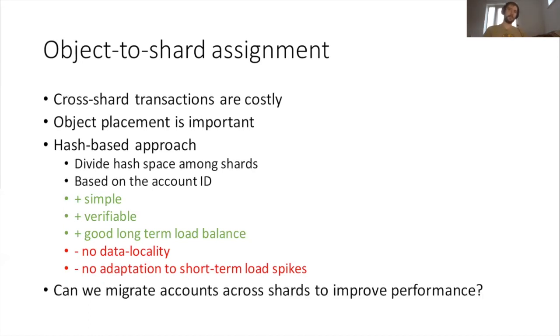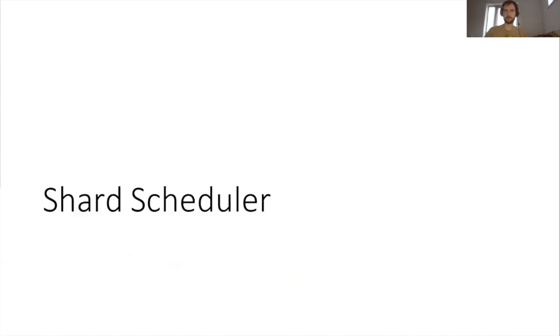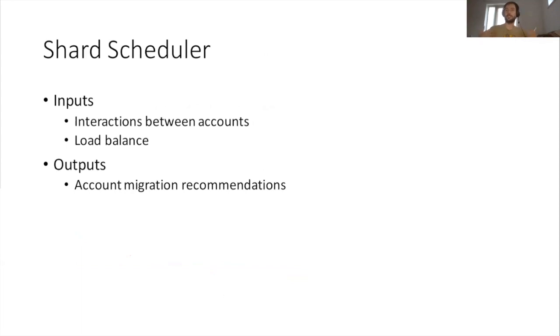So with this work, we ask whether we can migrate accounts across shards to improve the performance of the entire system, and also eliminate those problems that I mentioned before. And this brings me to Shard Scheduler. Shard Scheduler is a system that observes the interaction between accounts and the load balance of every single shard, and based on that tries to create some migration recommendations. So, saying this account should be migrated from this shard to this shard at this specific point in time.